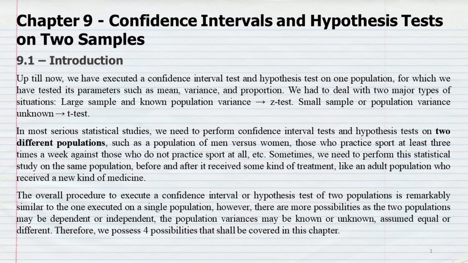The overall procedure to execute a confidence interval or hypothesis test of two populations is remarkably similar to the one executed on a single population. However, there are more possibilities, as the two populations may be dependent or independent, the population variances may be known or unknown, assumed equal or different. Therefore, we possess 4 possibilities that shall be covered in this chapter.